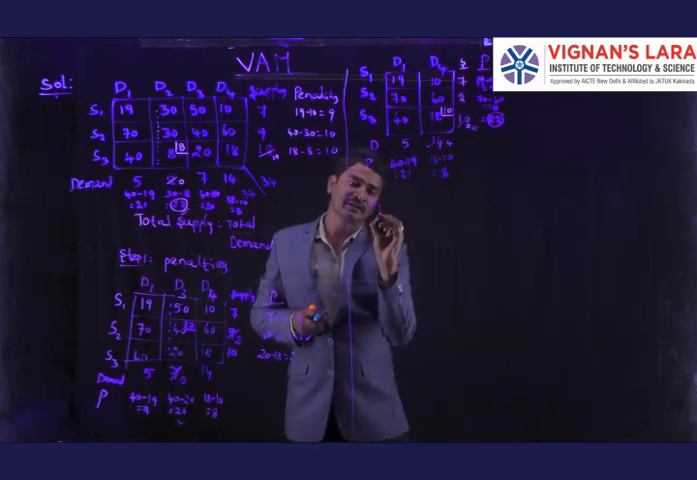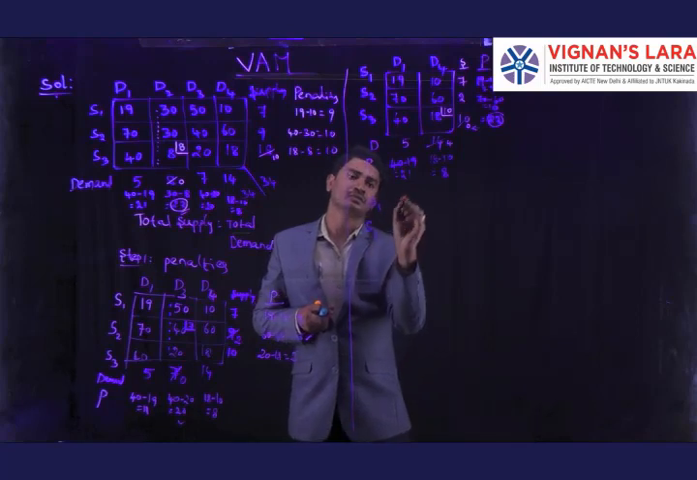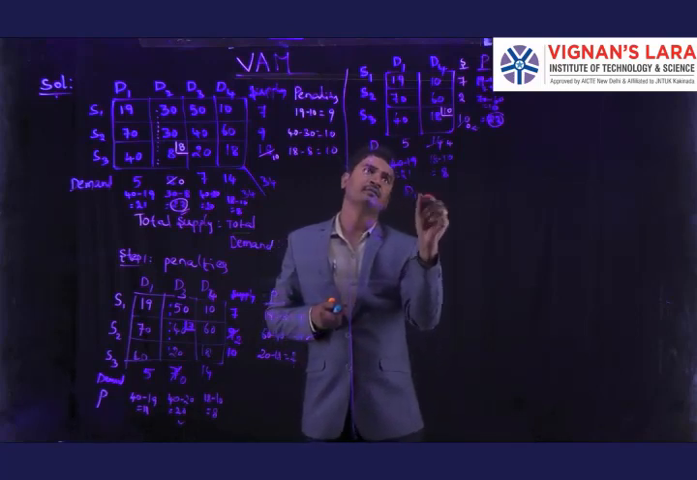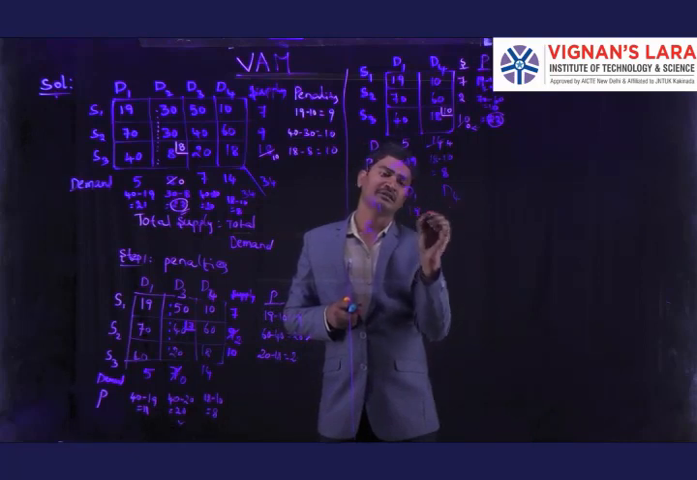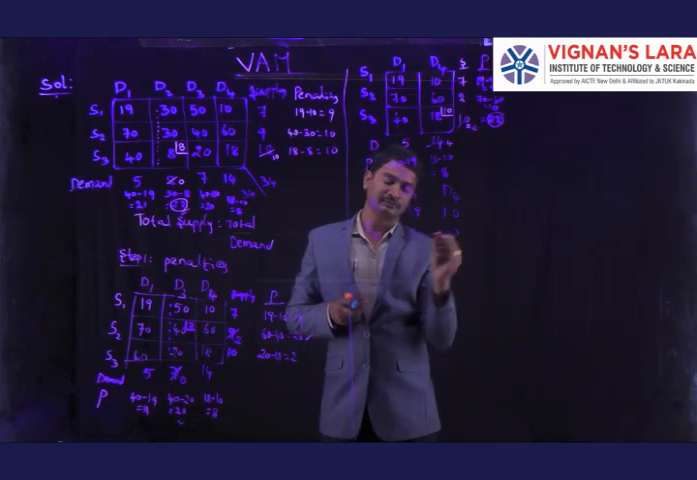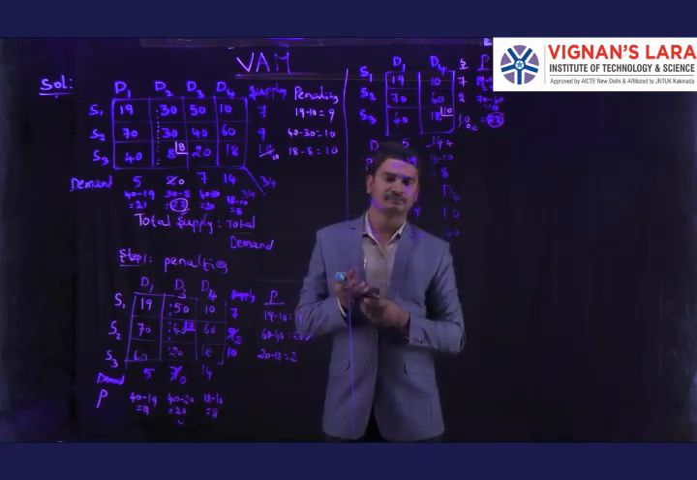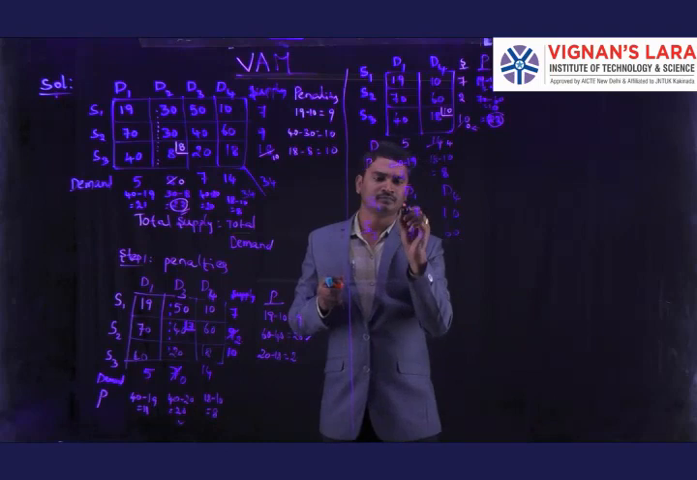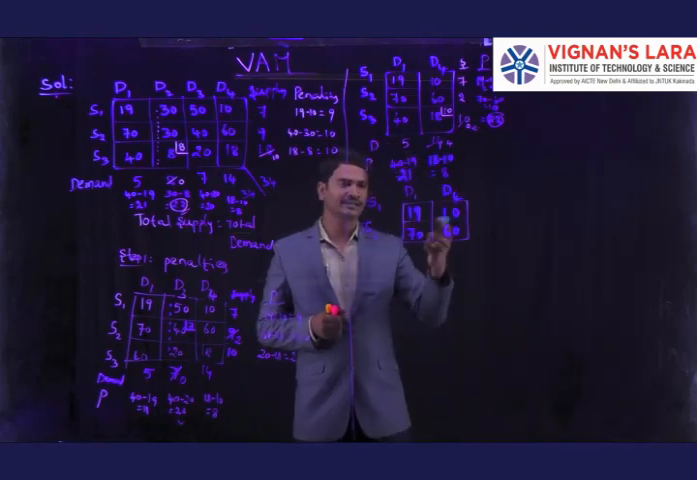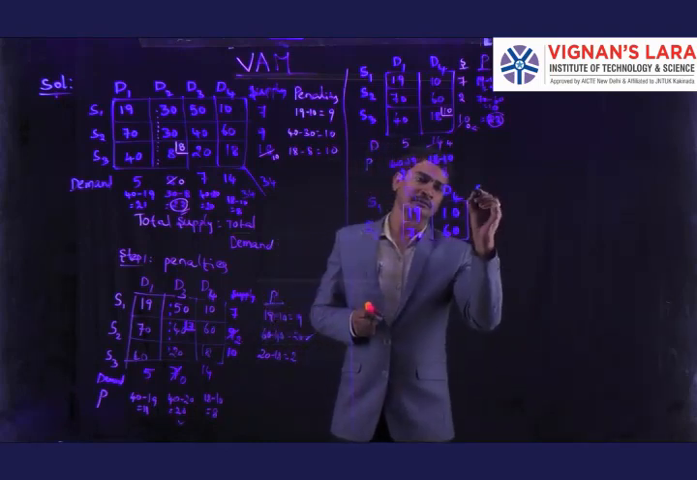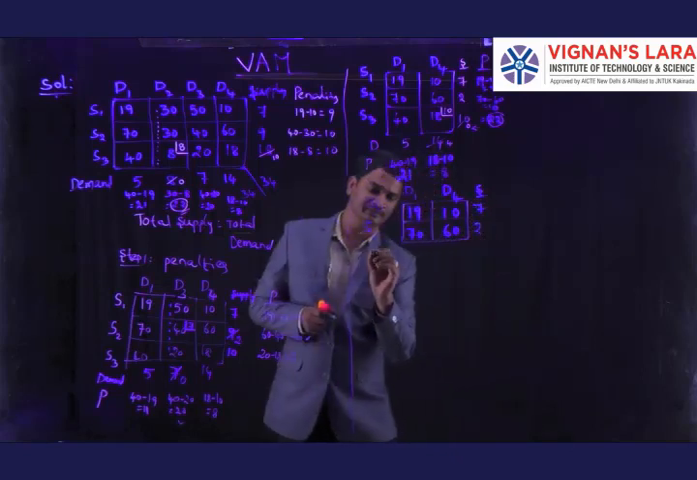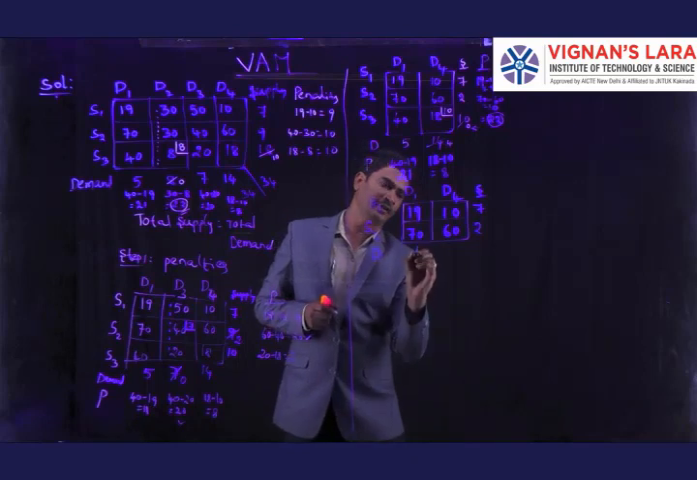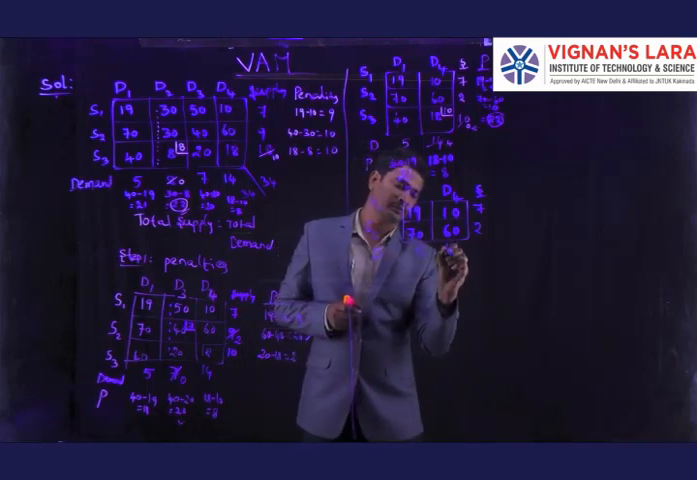Next one, S1, S2, D1, D4. Here 19, 10, 70, 60. Okay, next here we have the supplies are 7 units, 2 units, and demand is 5, 4. It is there.